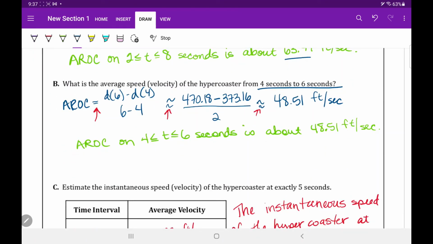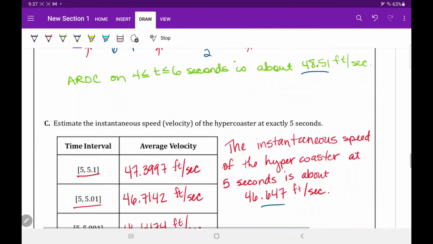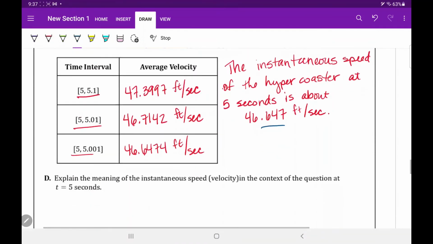Then when we went from 6 to 4 seconds, that made it a little bit smaller interval. We dropped all the way down to 48, and now look what happened. When we got closer, the 46.647 is pretty close to 48.5, but it's like 2 feet difference. Talking about only 1 second, that's pretty significant.